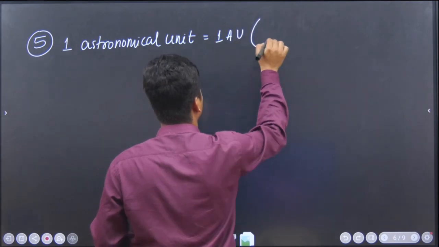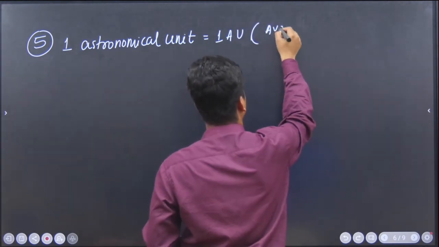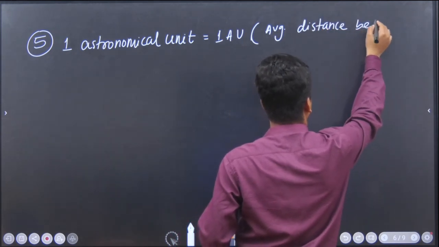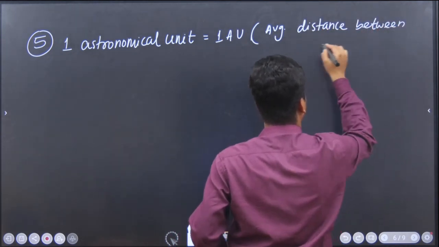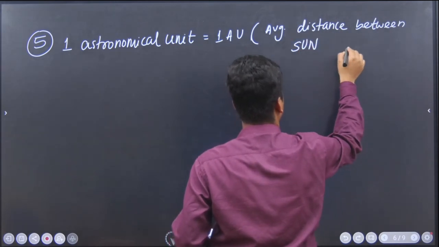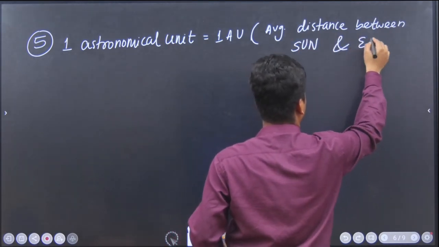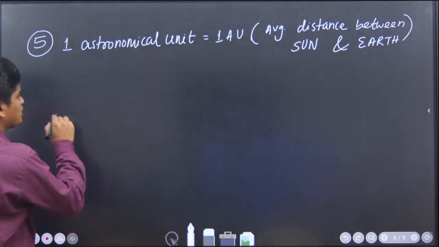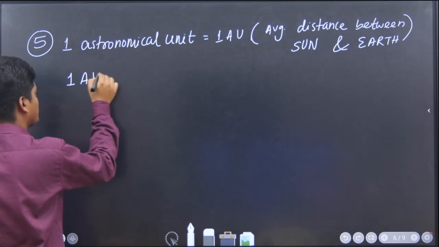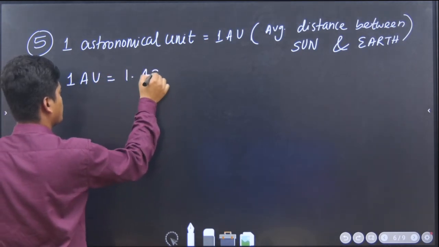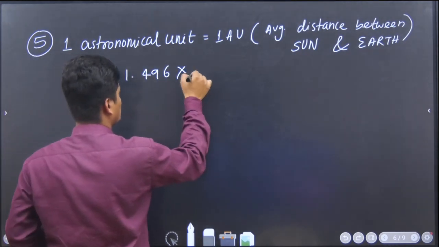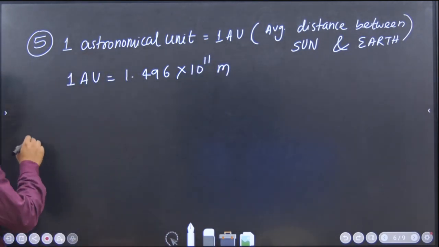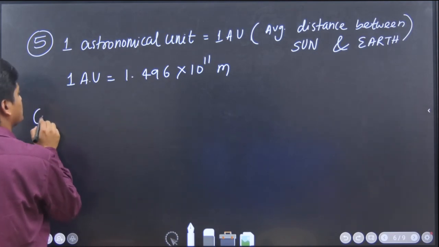What is 1 AU? 1 AU means basically it is your average distance between sun and earth. Between sun and earth is the average distance. Okay. Now, remember here what is 1 astronomical unit? 1 astronomical unit is nothing but 1.496 into 10 to the power 11 meter. So, this is a big unit, remember, 1.496 into 10 to the power 11 meter.